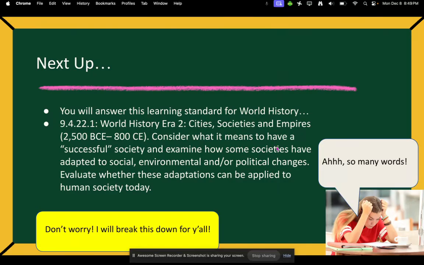So, you will answer this learning standard for world history. It says, consider what it means to have a successful society and examine how some societies have adapted to social, environmental, and/or political changes. Evaluate whether these adaptations can be applied to human society today.